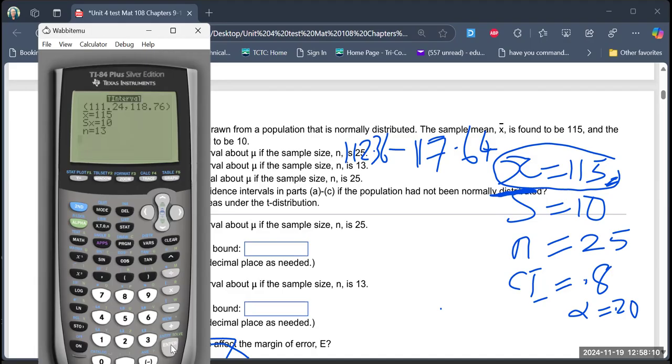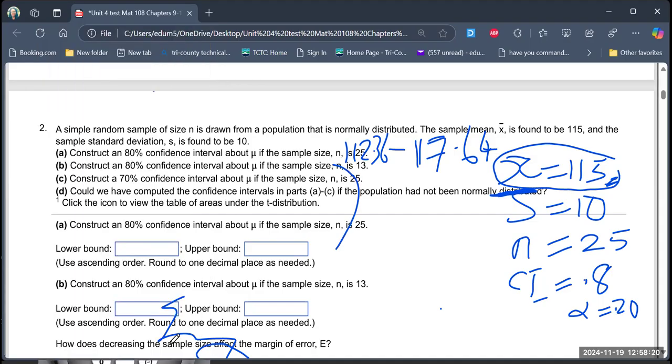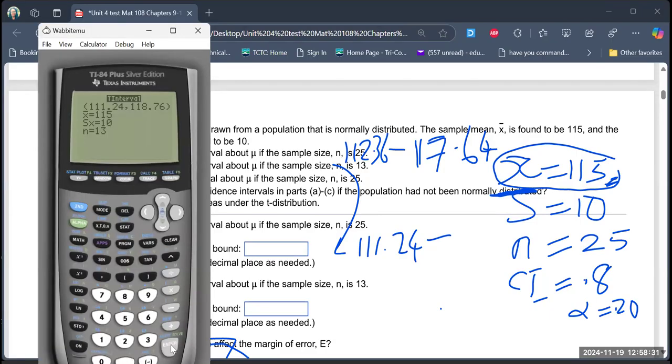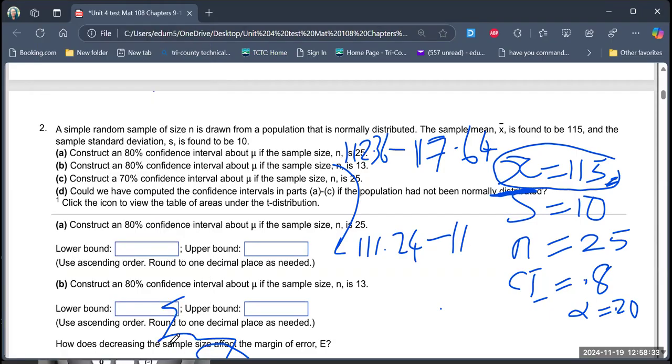So when the sample size is smaller, the confidence interval is from 111.24 to 118.74.